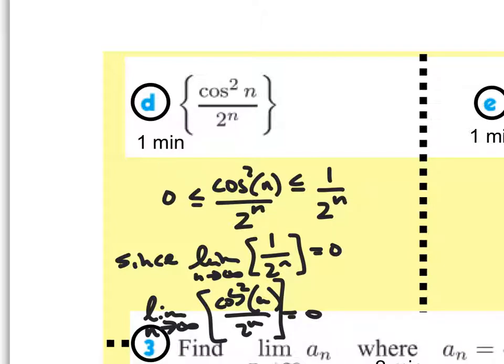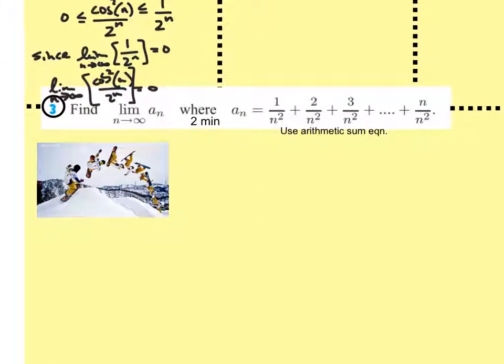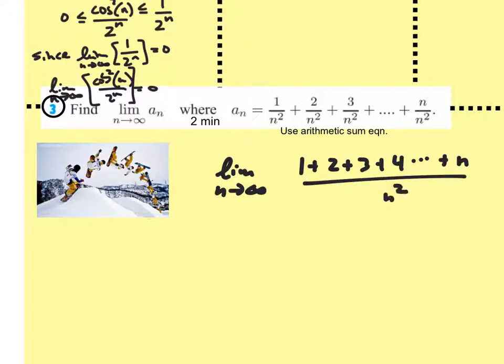Cool, cool. Let's look at this last one here and we'll call it a day. Find the limit as n goes to infinity of the following. I got 1 over n squared plus 2 over n squared plus 3 over n squared all the way up to n over n squared. So you use the arithmetic sum equation. Well, what is that actually asking us to do? First, I'm going to write this in a compacted form. I'm going to go 1 plus 2 plus 3 plus 4 dot dot dot plus n all over n squared.